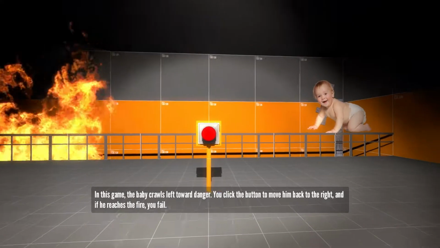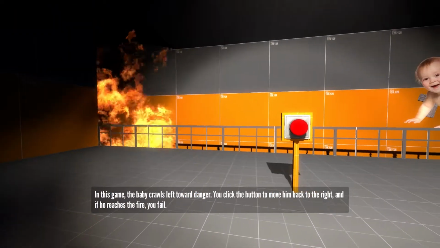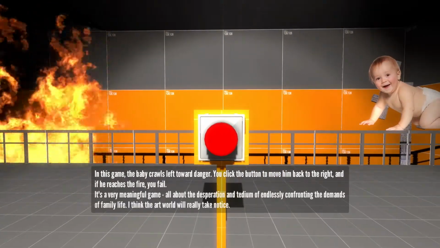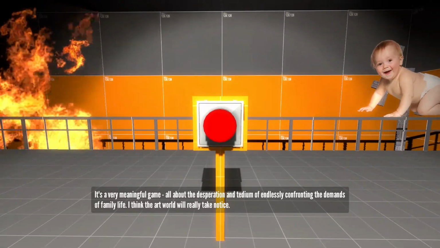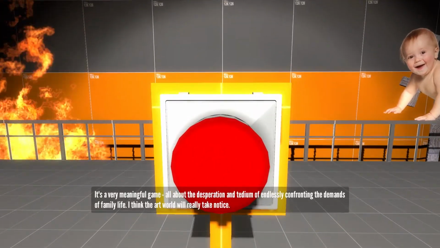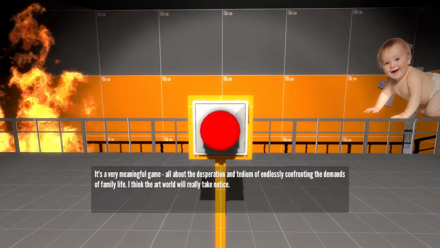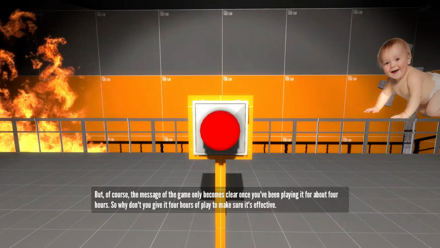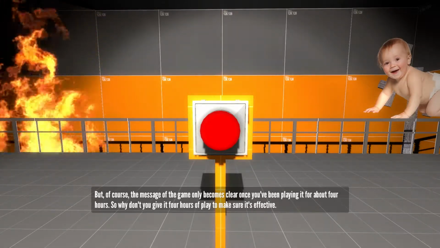In the game, the baby crawls left towards danger. You click the button to move him back to the right, and if he reaches the fire, you fail. It's a very meaningful game, all about the desperation and tedium of endlessly confronting the demands of family life. I think the art world will really take notice. But of course, the message of the game only becomes clear once you've been playing it for about 4 hours. So why don't you give it 4 hours of play to make sure it's effective?